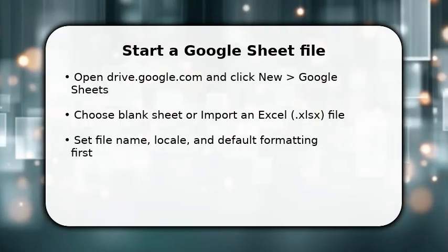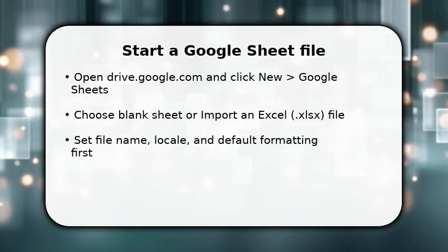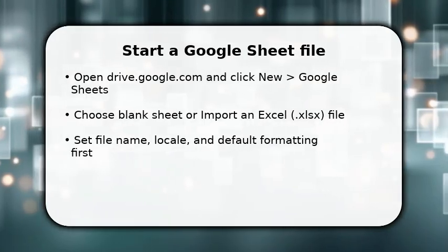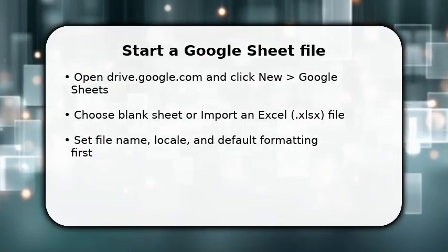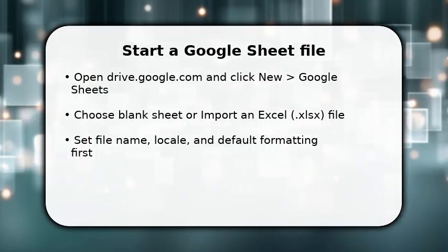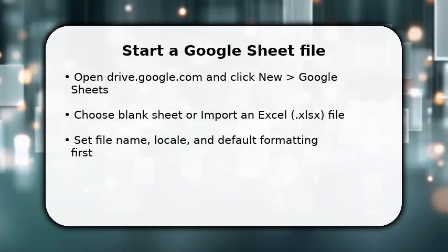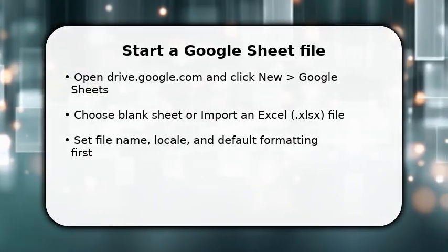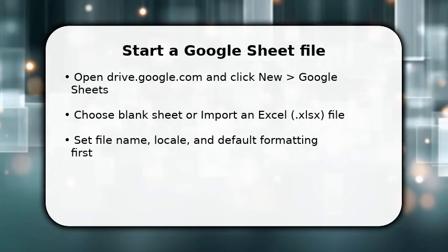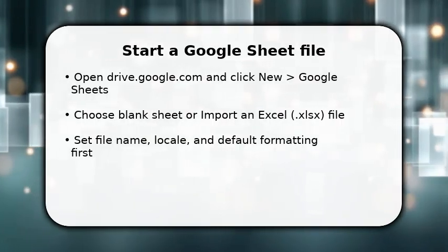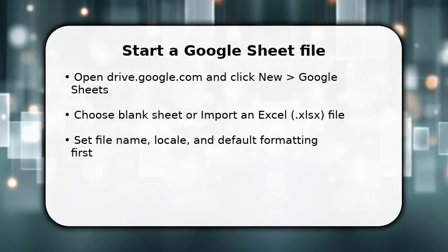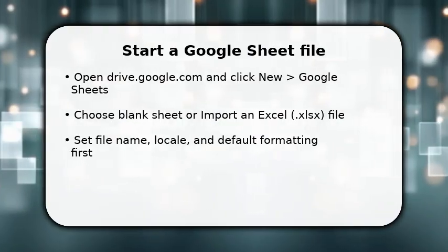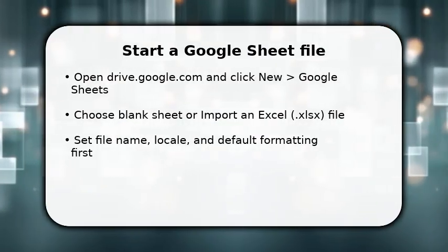You begin by creating or importing the workbook so you can work immediately. Open Google Drive and choose New, then Google Sheets. If you have an Excel file, pick File, Import, Upload, and Convert. Once done, rename the file and confirm locale and time zone so date and currency formats behave predictably. Make sure to set default font and grid settings now. This saves formatting work later and prevents messy conversions when you import complex Excel files.